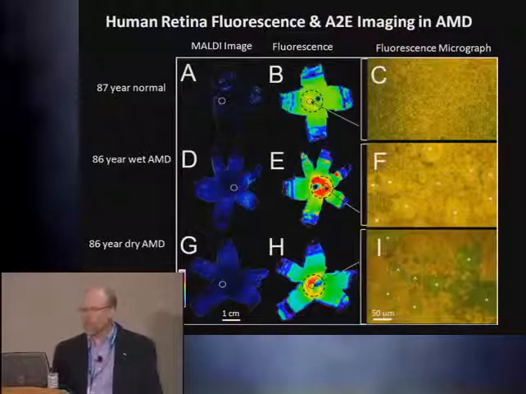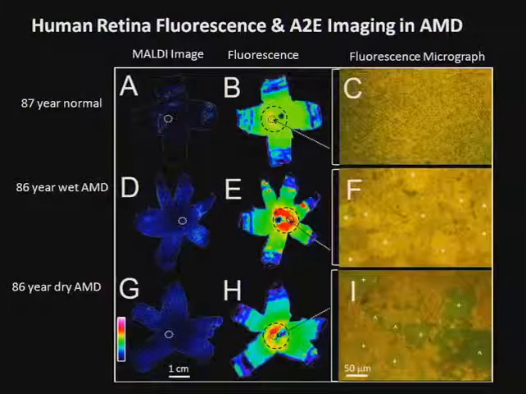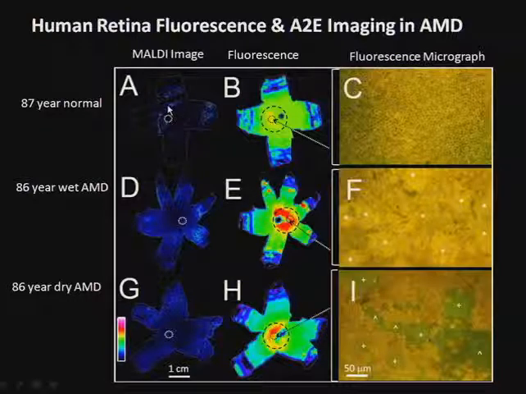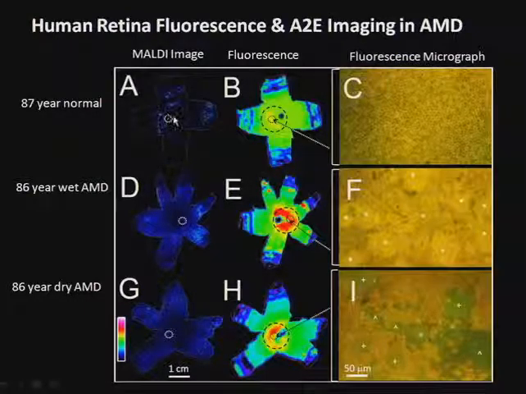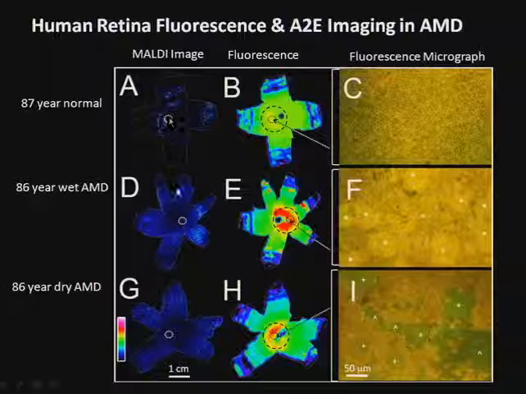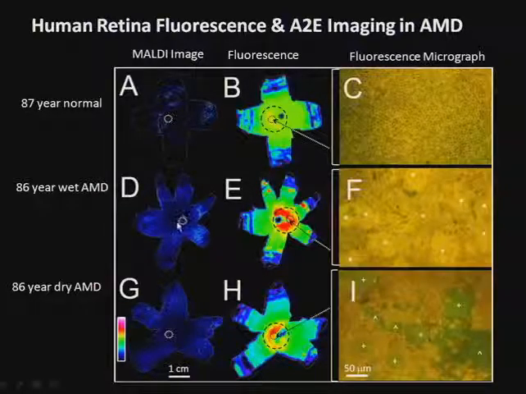But these are normal human retina as far as we know. So what about in disease? Maybe it's abnormally abundant in the disease state. And it turns out that that's not the case. So this is a normal retina image. The dotted circle indicates the macular region. And you can see that there's no A2E present in the normal. There's no accumulation of A2E in a wet AMD patient or in a dry AMD patient.